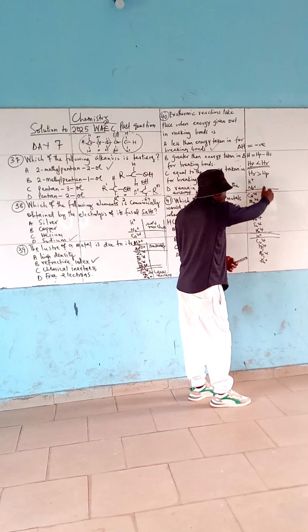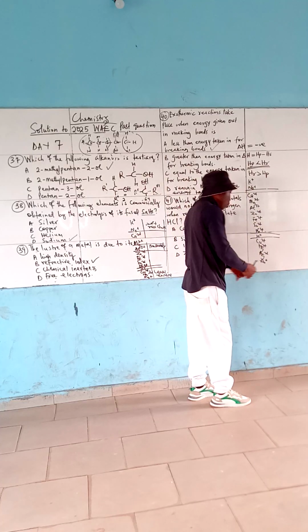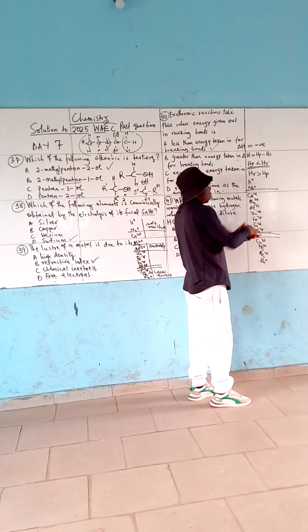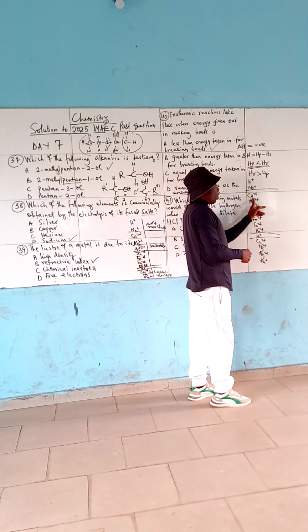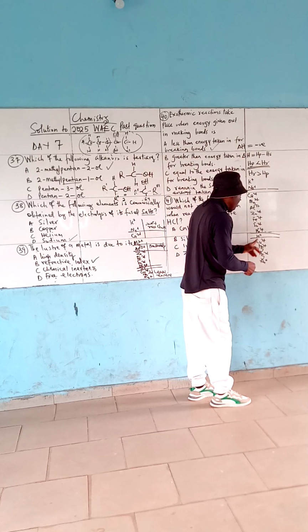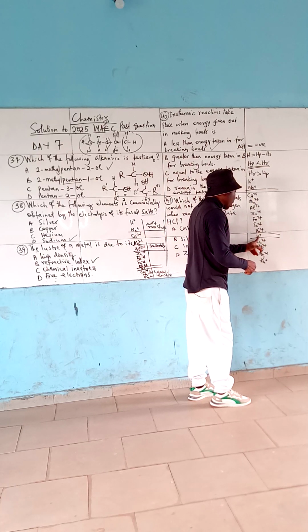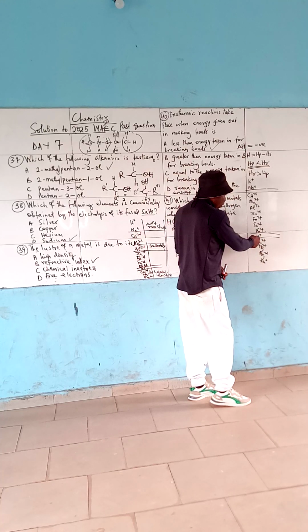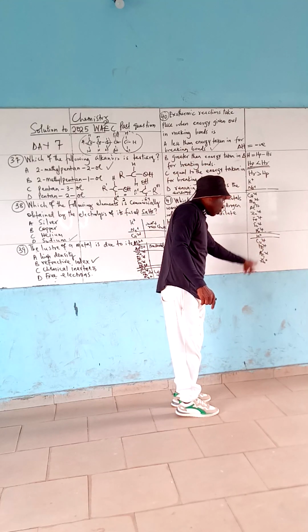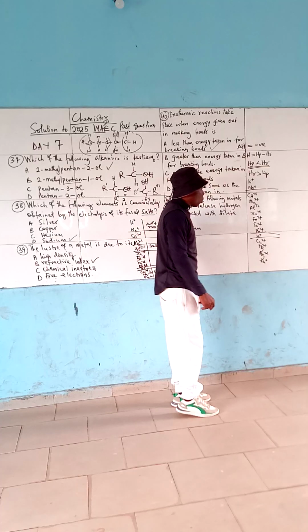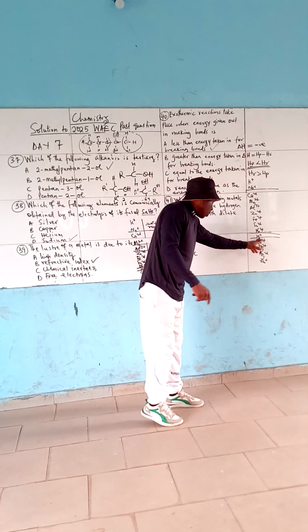So the reactivity is decreasing down, which means that potassium is more reactive than sodium. The same way here, lead is more reactive than hydrogen, and hydrogen is more reactive than copper. So since hydrogen is more reactive than copper, copper and all other metals below it in this electrochemical series or reactivity series can never displace hydrogen in it.